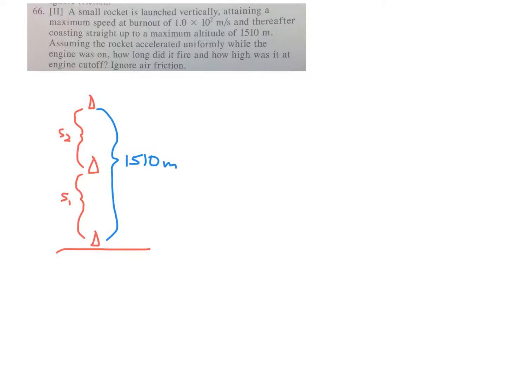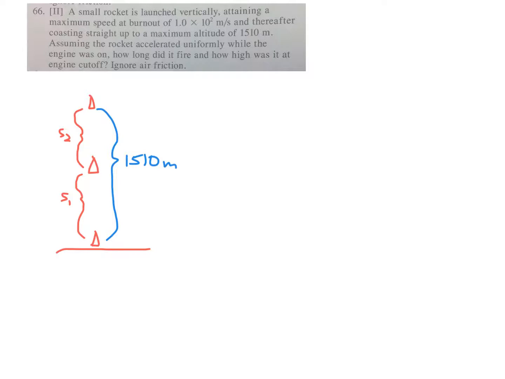Page 86, homework, AP Physics, problem number 66. I've drawn a little diagram here. That triangle is supposed to be the little rocket. In two stages, it burns fuel for a while, then when the fuel burns out, kind of in the middle of this diagram, the rocket then slows down and stops at the top spot. The total height here is 1,510 meters.